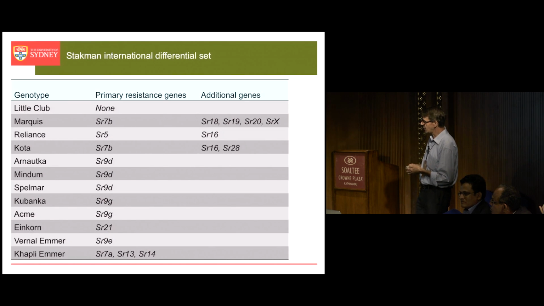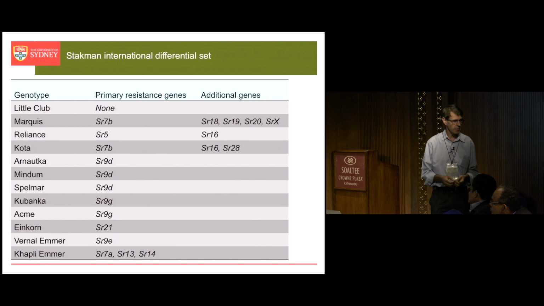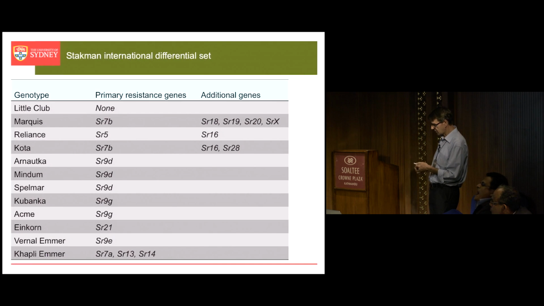So in essence, whilst Marquis has 5 resistance genes, we don't see these in Australia because all of our wheat stem rust pathotypes are virulent on them. So it is in essence a single gene line for SR7b. Reliance is the SR5 differential, but it also carries SR16. Again, we don't have any pathotypes of stem rust in Australia avirulent on SR16. So it is essentially a differential genotype for the resistance gene SR5. And so on. You can see these other ones down here.